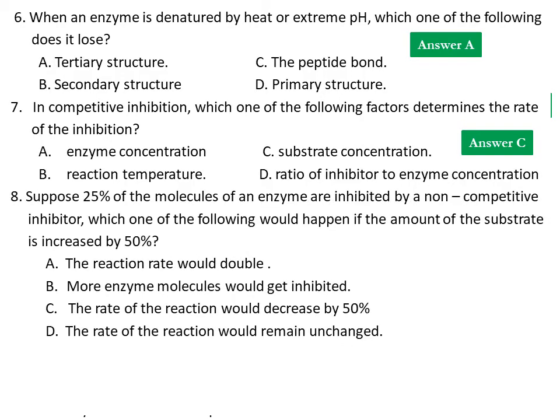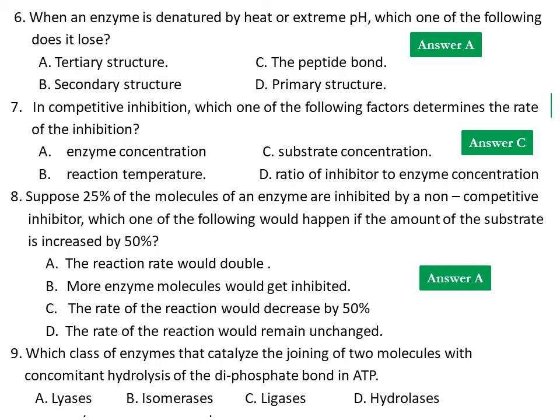Question number 8, suppose 25% of molecules of an enzyme are inhibited by a non-competitive inhibitor. Which one of the following would happen if the amount of substrate is increased by 15%? A, the reaction rate would be doubled. B, more enzyme molecules would get inhibited. C, the rate of reaction would decrease by 15%. D, the rate of reaction would remain unchanged. So the answer should be A, the reaction rate would be doubled.